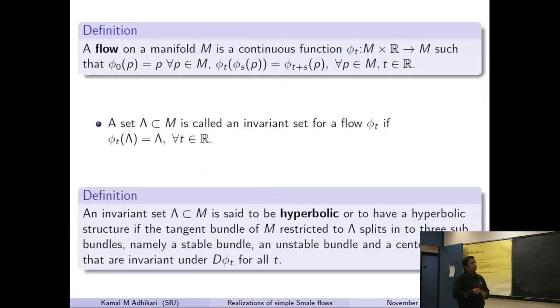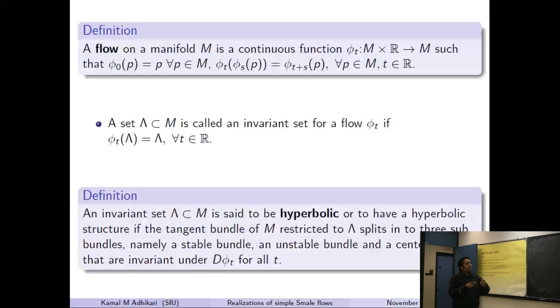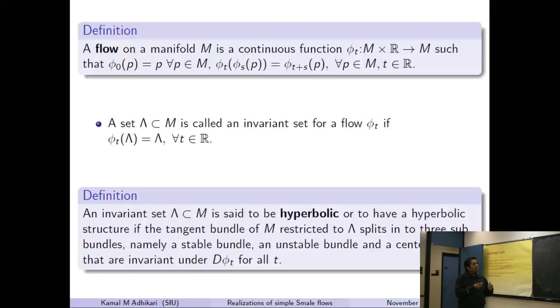definition of flow. A flow is a continuous function on a manifold, which is time dependent and satisfies this condition. This is a continuous motion of a point. And the image of a certain point P after time T plus S will be the same as the image of the point P after time S and then after time T.